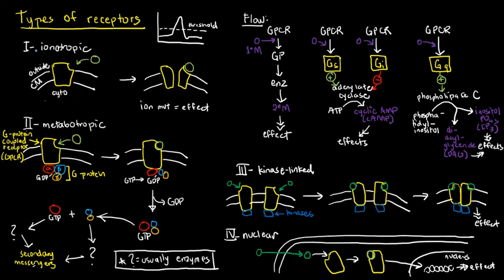Those would be type 1, type 2, type 3, and type 4. Type 1 is for the ionotropic receptors, type 2 metabotropic, 3 kinase-linked, and 4 nuclear receptors. Sometimes you will see them being called differently, but I believe these are the most commonly used terms. First, let's start with ionotropic receptors, which from the name itself means that there's a relationship to ions here.